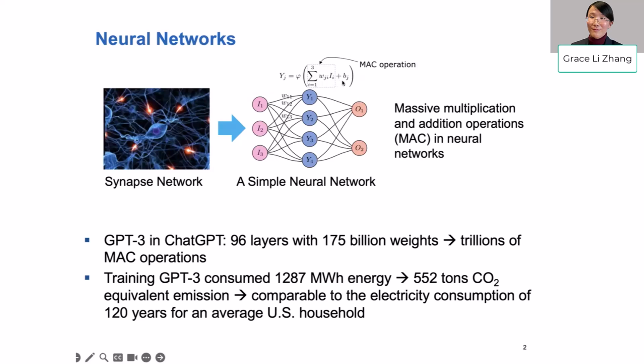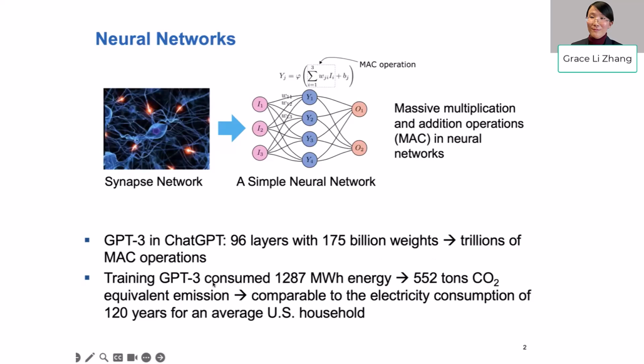add it with a bias and processed by a nonlinear activation function. But with the increasing depth of neural networks, massive multiplication and addition operations, or what we call micro operations, are required to be executed in neural networks. For example, in the previous year, GPT-3 is a large language model neural network. It was used in ChatGPT, and consists of 96 layers with 175 billion weights. So running this large language model triggers trillions of micro operations.